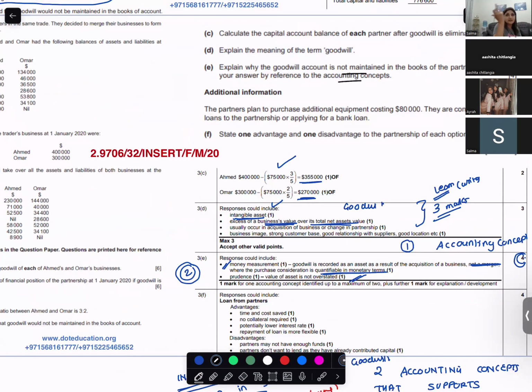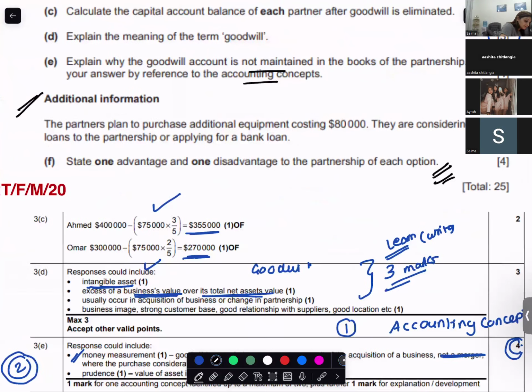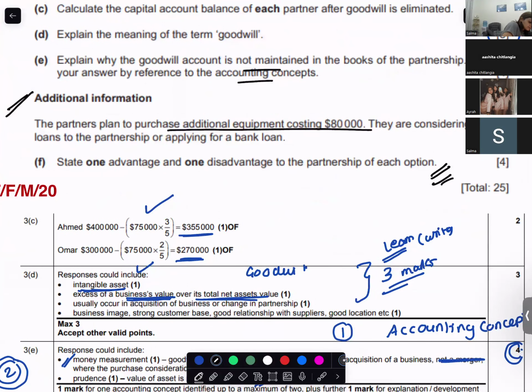Can you tell me the reason why you raise it? To reward the partners for their efforts. Whenever there is a change in the structure, goodwill will definitely be raised. Okay. Can you read this additional information, Ashita? The partners plan to purchase additional equipment costing $80,000. They are considering making loans to the partnership or applying for a bank loan. State one advantage and one disadvantage to the partnership for each option.